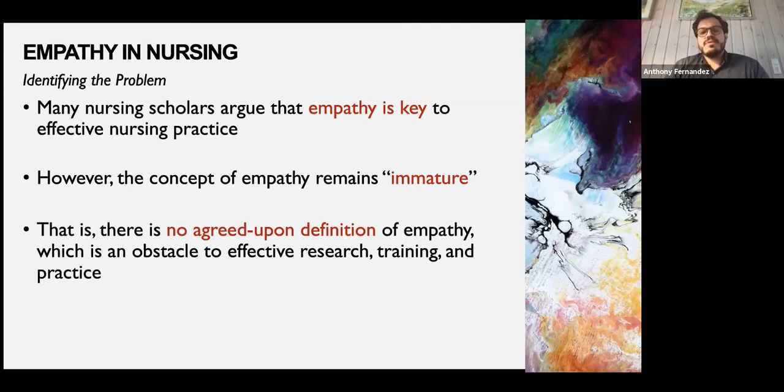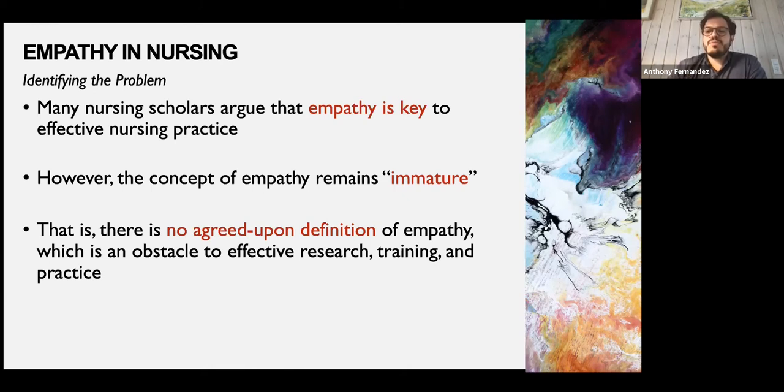Now, despite the fact that nurses tend to agree that empathy is key to effective nursing practice, there's a sense in which the concept is still immature. And I'm using this term immature in the way that nursing scholars use the term. So there's a whole practice of what's called concept analysis and concept development that's used in a variety of fields, but has been very popular within nursing, or at least used to be.